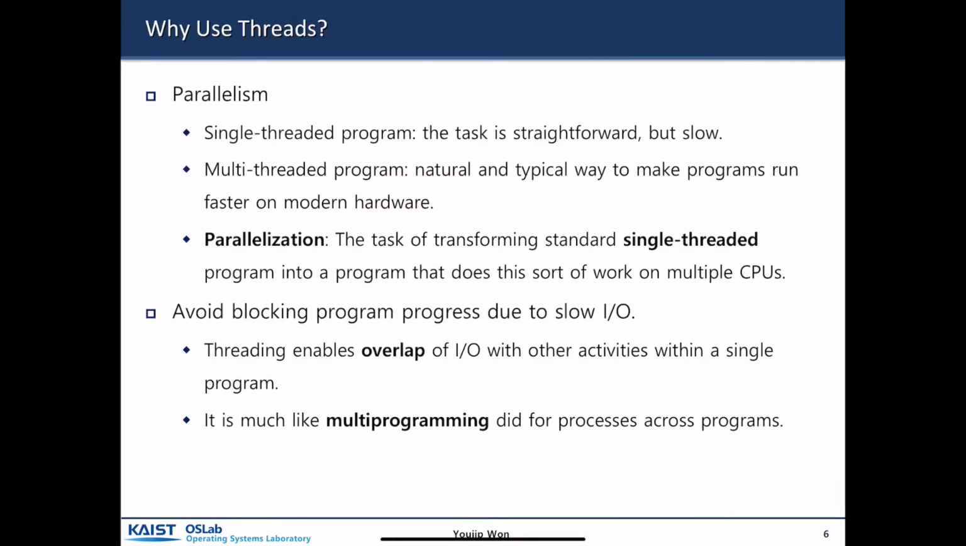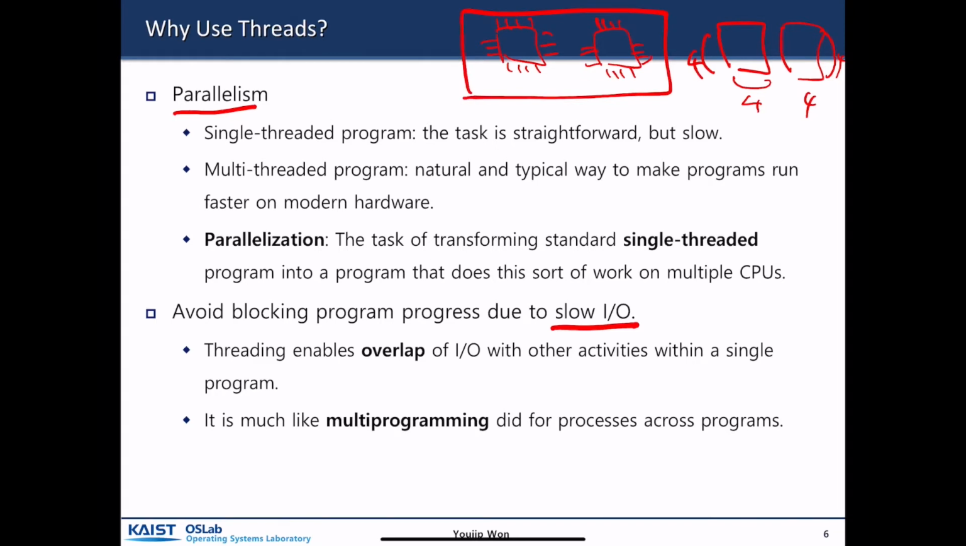Why do we use threads? There are two reasons. The first one is parallelism, and the second one is I/O. In parallelism, let's consider a two-CPU system, and we are multiplying 4x4 matrices. If you use two CPUs, then you may want to write a program that performs matrix multiplication in two pieces.